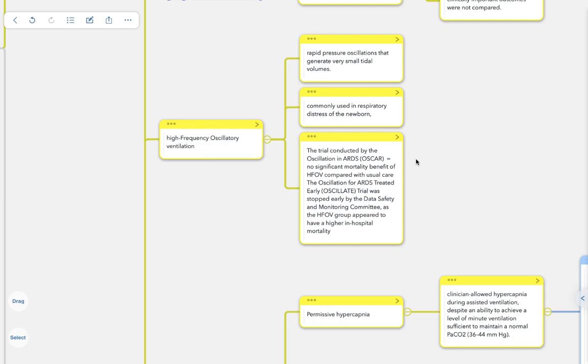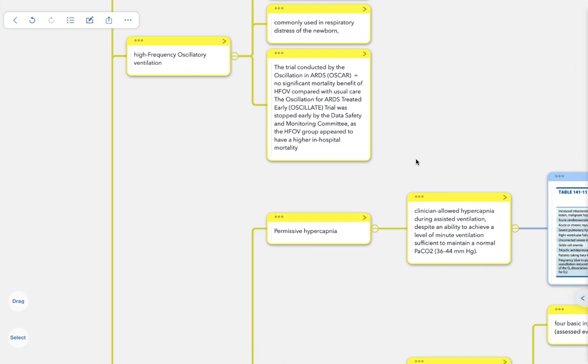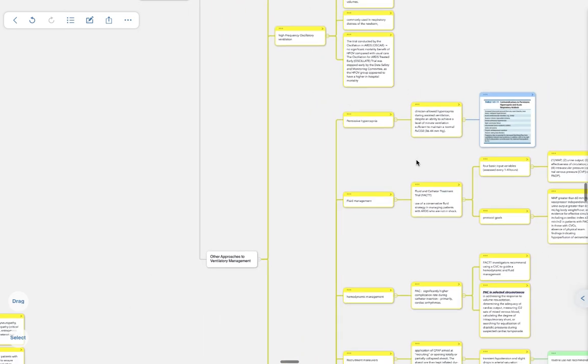This type of ventilation is commonly used in respiratory distress of the newborns. The trials conducted, the Oscillation ARDS trial, that is the OSCAR trial, and the OSCILLATE trial, were both not able to give a favorable response to HFOV. In the case of OSCAR, there was no significant mortality benefit, and in the OSCILLATE trial, they actually had to stop the trial because of increased mortality using this particular mode of ventilation, right?